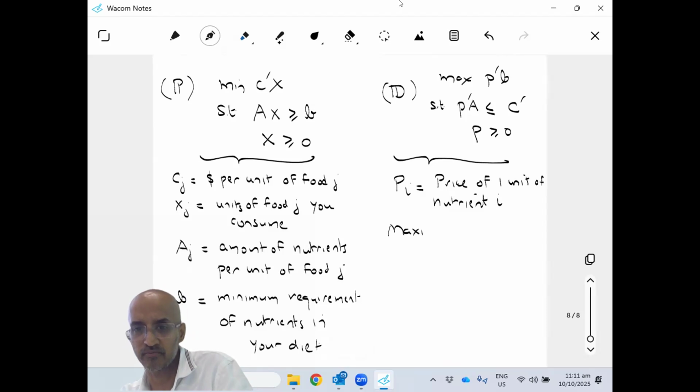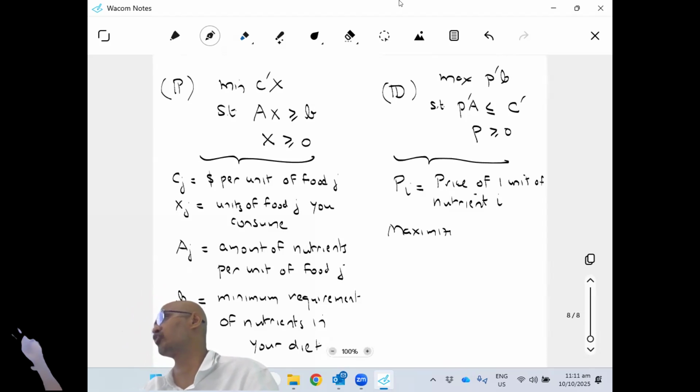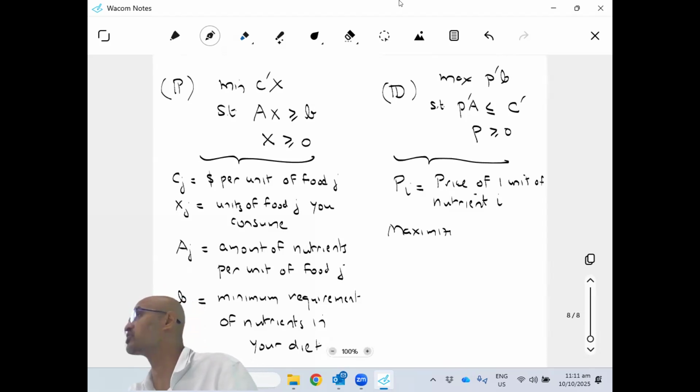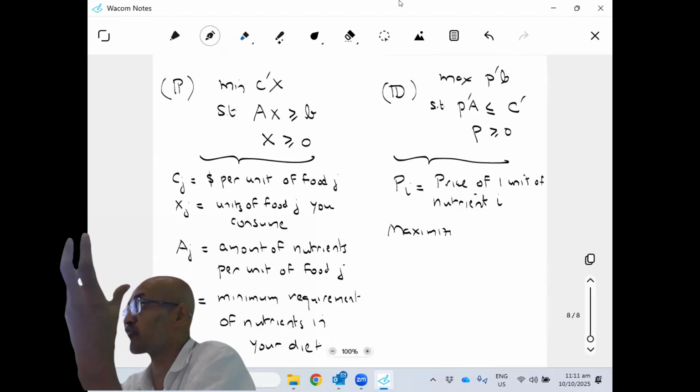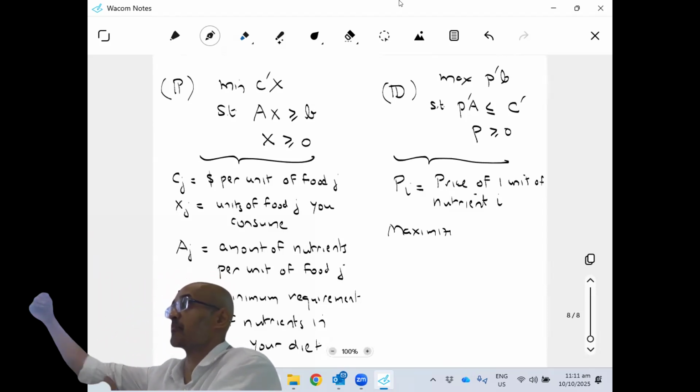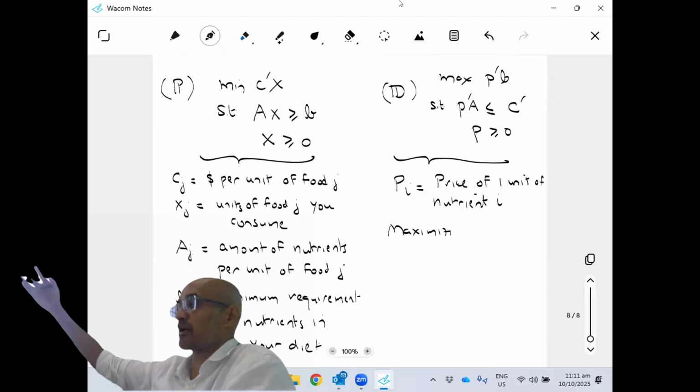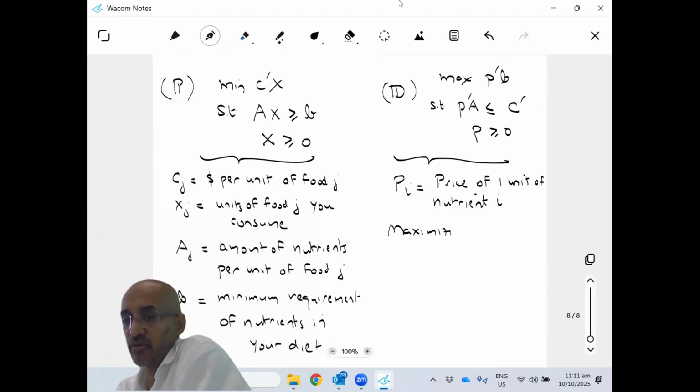You can think about B as the amount of nutrients you require. If I tell you this is the price for every unit of a nutrient, and you want to consume Bi units of nutrient i, then Bi times Pi is the price you're going to pay for that. If you do this across all the nutrients, you maximize the total revenue from selling nutrients directly.